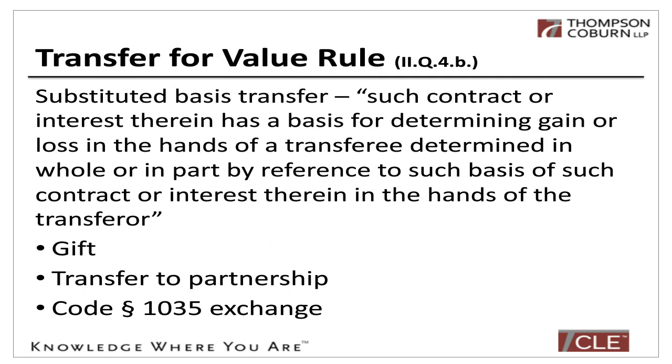Now, I talked before that under the old rules, there were two types of transfers that got you out of the transfer for value rule. One of them is what I call a permitted transfer, and another word for that is a substituted basis transfer. And you can see the literal language for that. But examples of that are a gift, a transfer to a partnership, or a swap of life insurance policies. Those transfers are substituted basis transfers. Those under the old rules were protected from the transfer for value rules.